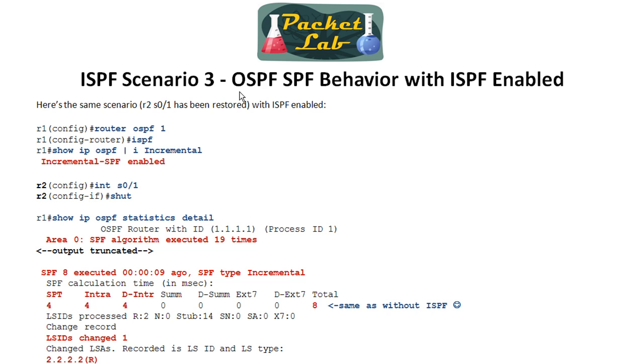Here's the same scenario with ISPF enabled, and you can see here that it took the same amount of time as without ISPF. Not exactly sure why that is. It might be because the amount of changes is significant enough. So maybe this one doesn't give you that big of an advantage. We did kind of kill one branch and then shift the nodes from that branch under another branch, so maybe it took a little bit longer.